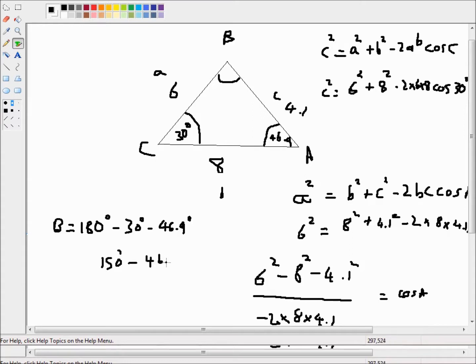Well, 46.9 is very nearly 50, so if we just add 3.1, that's going to make 50. So this is 103.1. So that's 103.1 degrees. And that's the triangle solved.